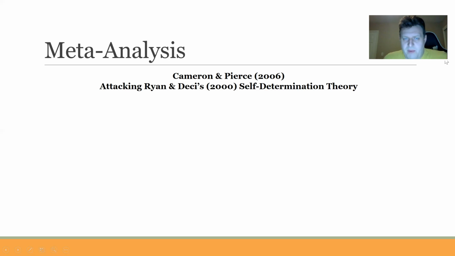All right, let me talk about one more example of meta-analysis. So we have this meta-analysis by Cameron and Pierce, who are two behaviorist-minded researchers. So they care a lot about operant conditioning, reinforcement, punishment, and that sort of thing. And they took umbrage with some part of Ryan and Deci's self-determination theory. I don't know if you've had IO psychology, where you'll probably talk a decent amount about self-determination theory, but one attribute of self-determination theory talks about the difference between intrinsic motivation and extrinsic motivation.